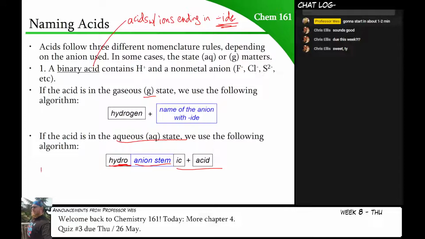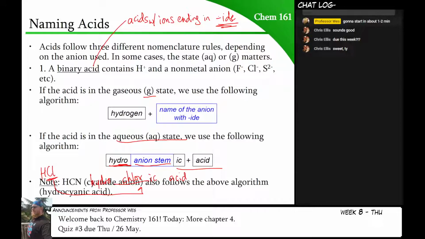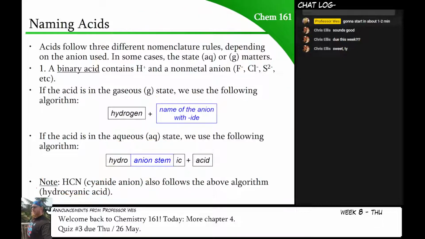So for instance, if I had HCl here, I would write hydro blank ic acid, and I'd put whatever stem for Cl goes in here. So that would be chlor. And this is all one word, hydrochloric acid. Now, because cyanide ends in "ide," it also follows these rules. So HCN we would call hydrocyanic acid. You just chop off the "ide" and put the stem in there.